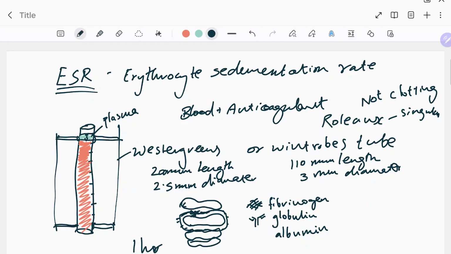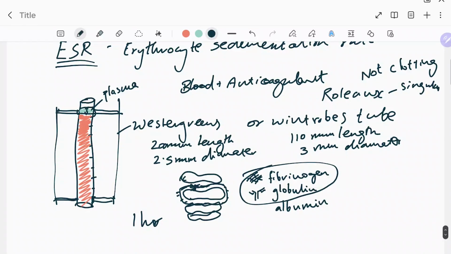So they stack up and they start to settle down, and you get a clear layer of plasma. Now, the more the rate of stacking, the much more is the level of plasma that is formed, the more settling takes place over there, and that is directly proportional to the levels of your branched plasma proteins. Okay, so the plasma proteins with a lot of branches.